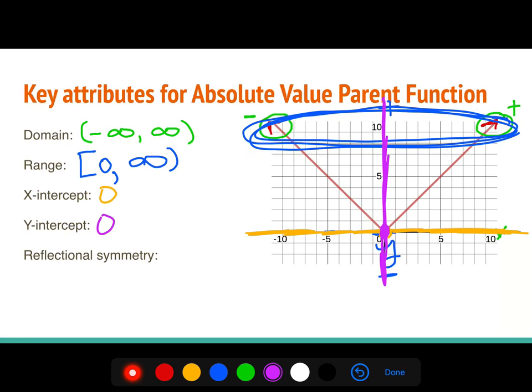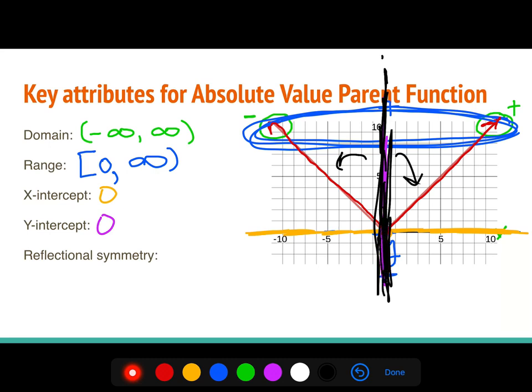Now, the harder one is reflectional symmetry, because it's been a long time since you talked about symmetry. But you notice this is a V shape. Yep, see, it's a nice, beautiful V. So if I was to chop the V right down the center and make it the same on both sides, where would I chop it? Right down the center. And it's the same on both sides of it. That line right there is the y-axis.